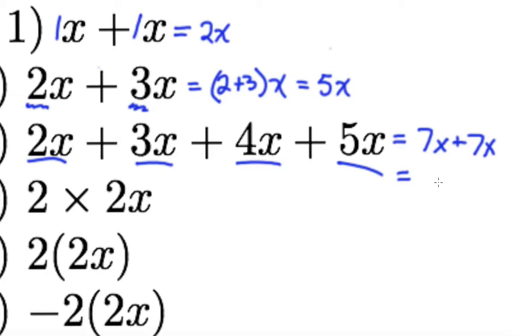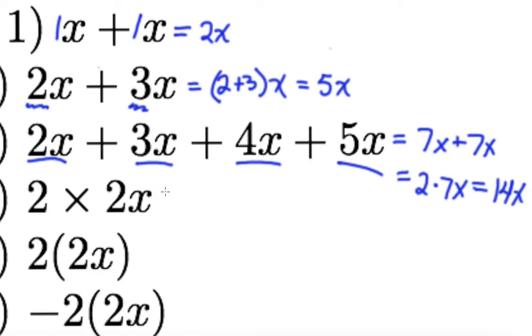But my question to you was, how many groups of 7x's do we have? We have 2 of them. This is the same as 2 times 7x. And like you said, this is 14x, okay? Notice how I'm multiplying the number parts, and I'm not worrying about that variable, right? This is the same as 14x.